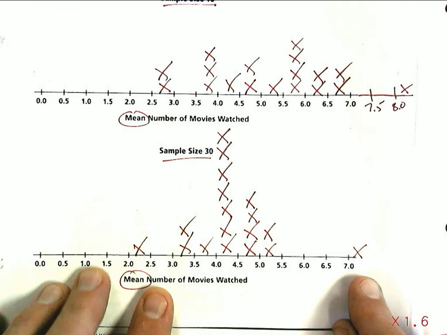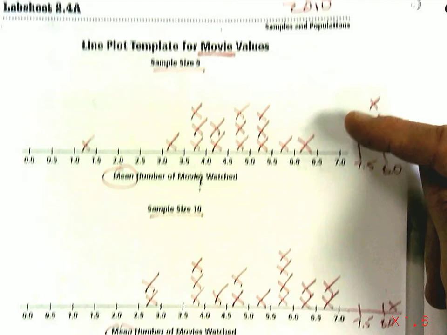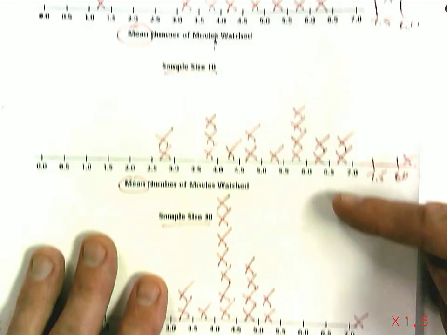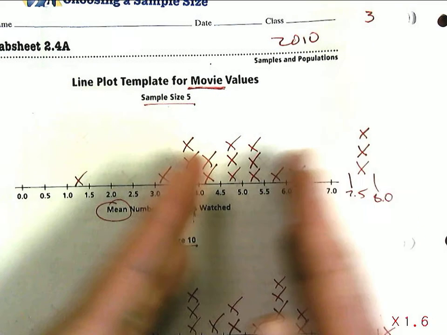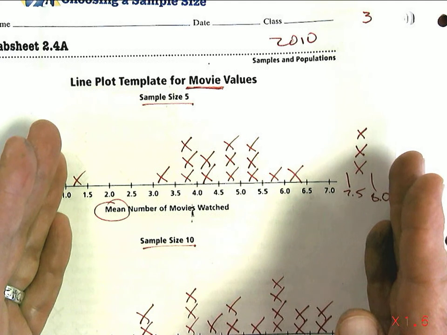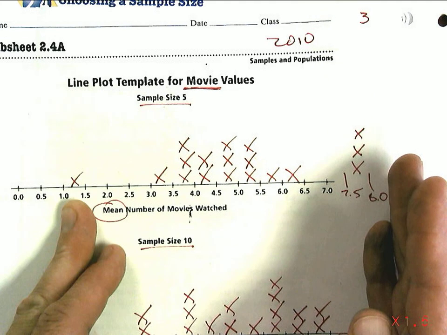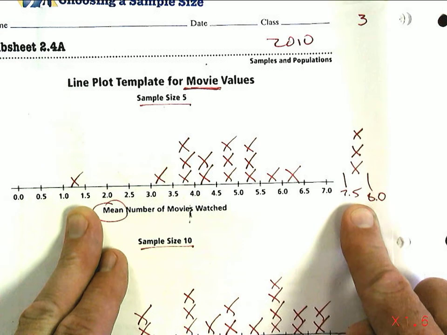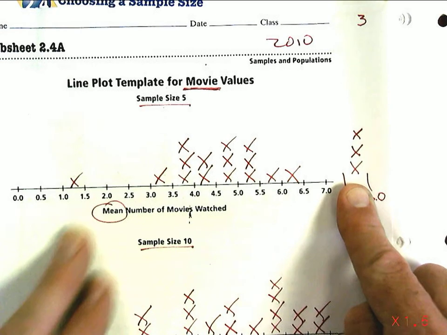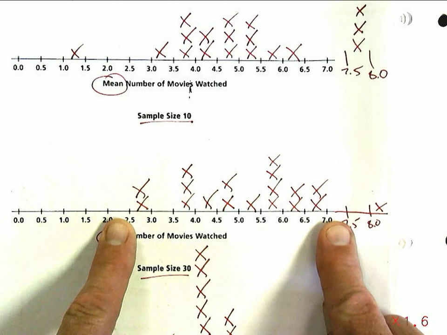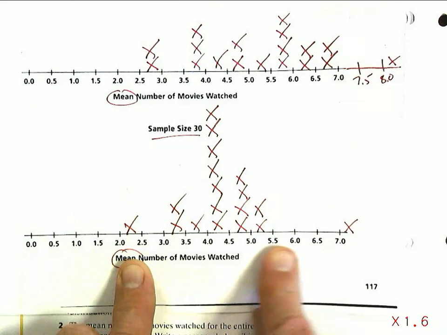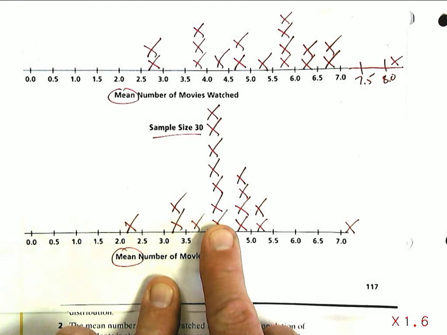And kind of the thing to notice is what happens as the sample size increases, if we go from 5 to 10 to 30, the variation or the distribution of the data. See, this one I have one way down here at 1 to 1.5, and we have a whole bunch up here at 7.5. Those go away as we get, at least there's fewer of them, as we get a greater sample size.